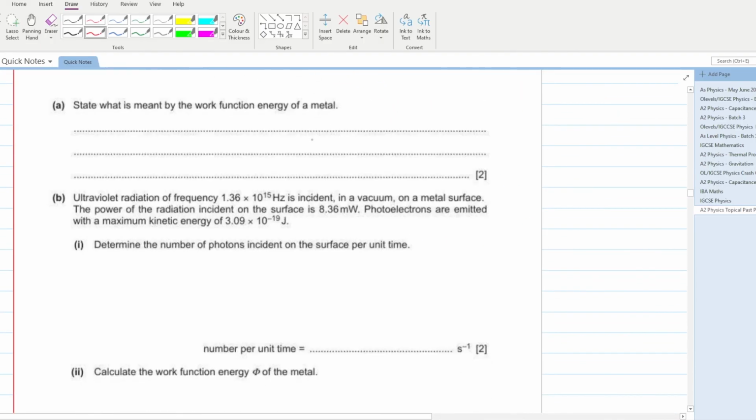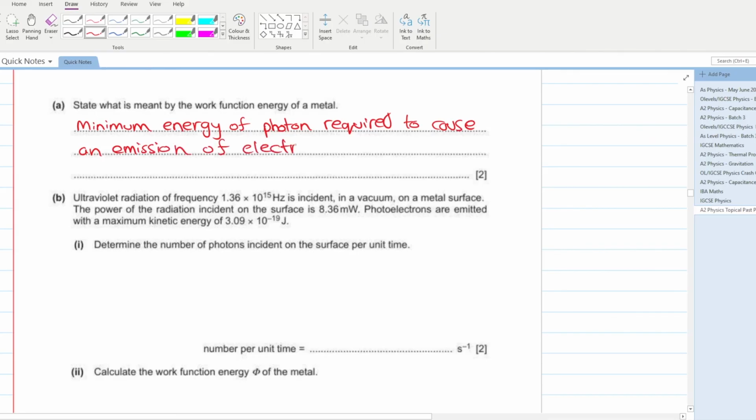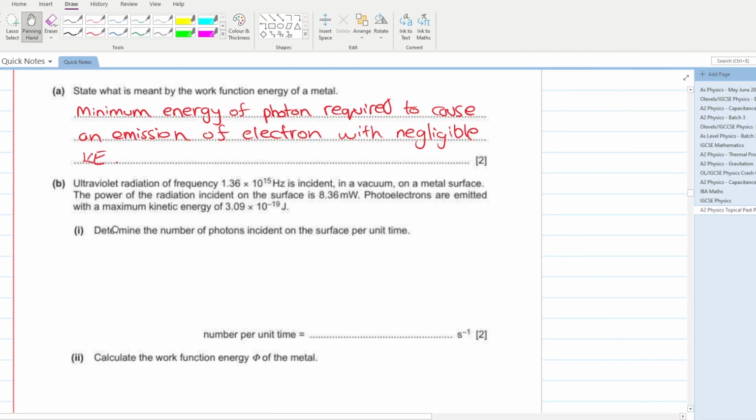State what is meant by the work function of a metal. So minimum energy of photon required to cause an emission of electron with negligible kinetic energy. Simple as that. Let's move on to part B.